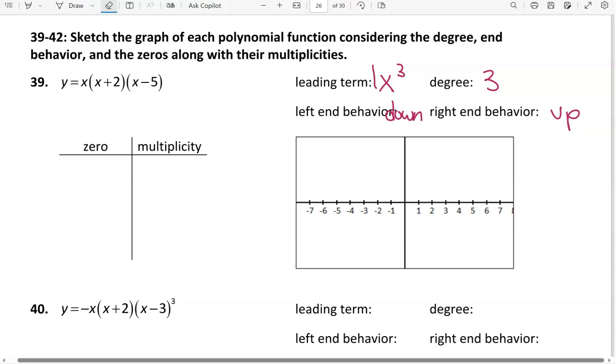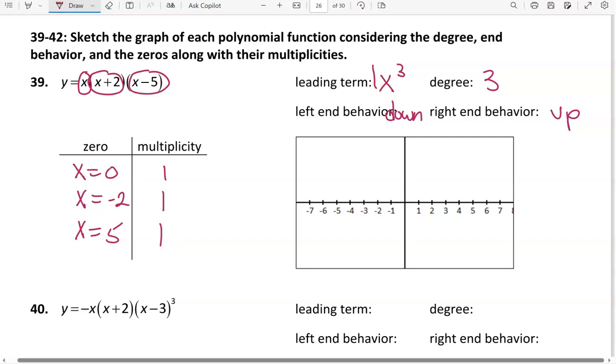Okay, now let's next consider the multiplicities of each of the zeros. Our first factor is x. That's equal to 0 when x is 0. Since that factor is raised to the first power, the multiplicity is 1. The next factor is x plus 2. That's equal to 0 when x is negative 2, and that also has multiplicity 1. The next factor is x minus 5. That's equal to 0 when x is 5, and that also has multiplicity 1.